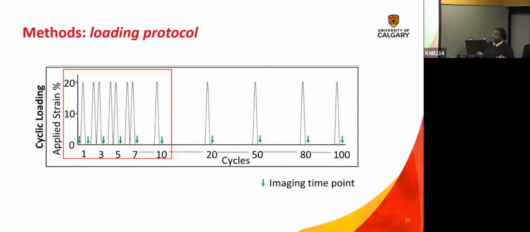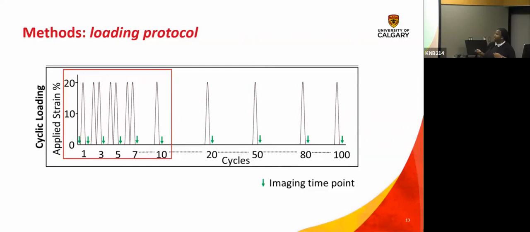For the cyclic loading, again, we applied the 20% strain magnitude, and this 20% is within a physiological range when you talk about cartilage loading. This load was applied at a frequency of 0.2 hertz, and we did a total of 100 cycles. Again, we collect the images or the Z stack at time 0, and then we chose different time points all throughout the 100 cycles.